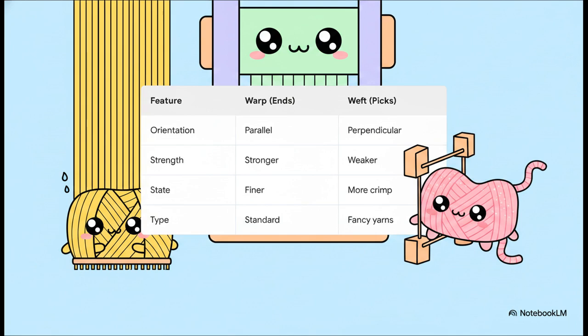Because weft yarns are literally pushed over and under those tightly held warp yarns during weaving, they develop what we call crimp, this wavy bend. This gives the weft direction inherently more stretch, and it's also exactly where you'll usually find decorative or fancy yarns.